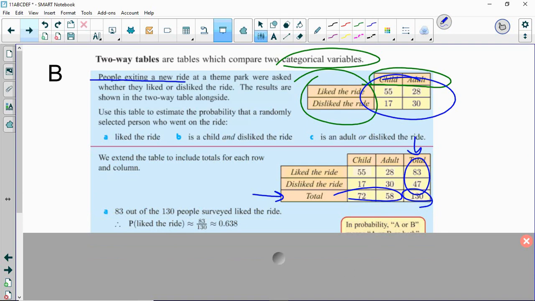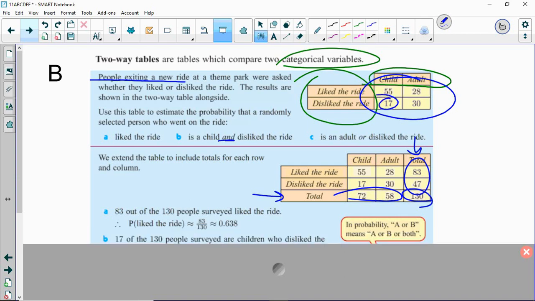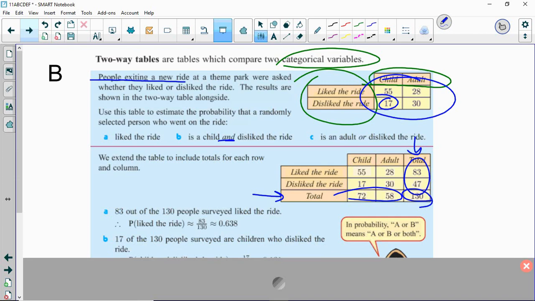The first problem, if we're talking about it being a child and disliking the ride, keyword there, and, then obviously we're just looking at those 17 people. So that's going to be 17 out of the 130.